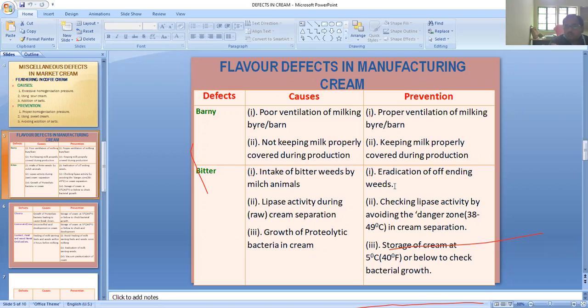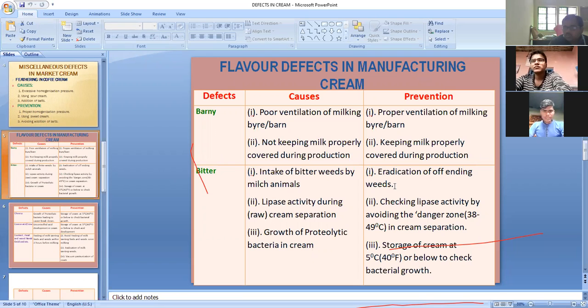Another one is proteolytic bacteria. Proteolytic bacteria actually क्या करता है, when we keep the cream at a very low temperature less than 10 degrees centigrade, so there may be chances of proteolytic bacteria in the cream. Proteolytic bacteria कौन कौन सा है, Pseudomonas fragi, Pseudomonas fluorescens, है ना, these are the bacteria which actually grow at a very low temperature.